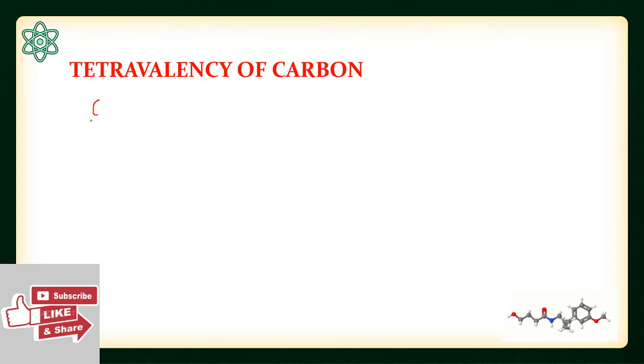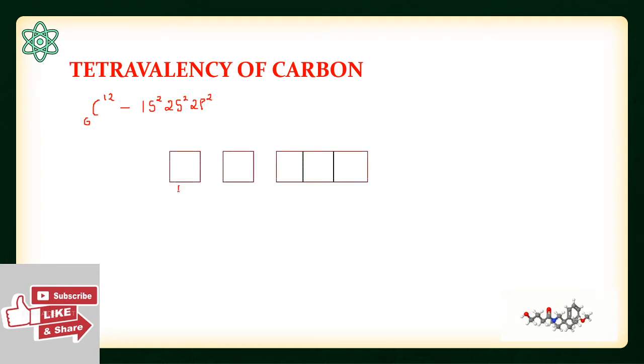Now we know that carbon has an atomic number of 6 and a mass number of 12. So if we write the electronic configuration, it is 1s2, 2s2, 2p2. Okay, so this is the configuration of carbon. Now let us draw the box diagram. Here we have 1s, here we have 2s, and here we have 2p. In 1s there are 2 electrons with opposite spins, in 2s also, and in 2p we have 2 electrons.